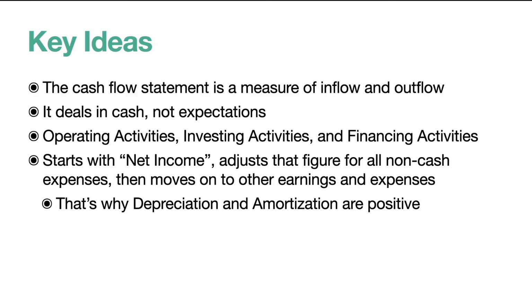At the very top of the cash flow statement is net income, and from there, that figure is adjusted for all non-cash expenses like depreciation, accounts payable, things like that. After all of that reconciliation is done, only then does it move on to other earnings and expenses. So that's why depreciation and amortization are positive, because net income factors them in as expenses, but the cash flow statement already counts the upfront cost.